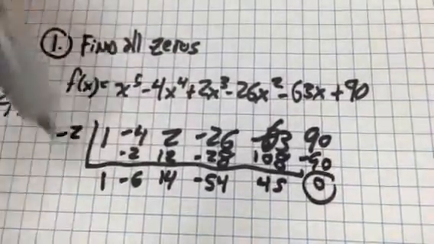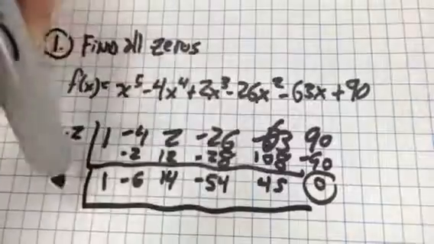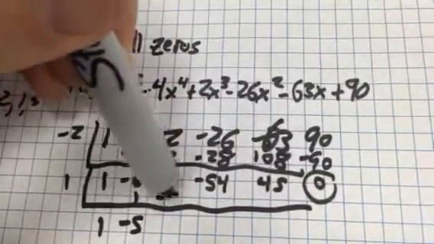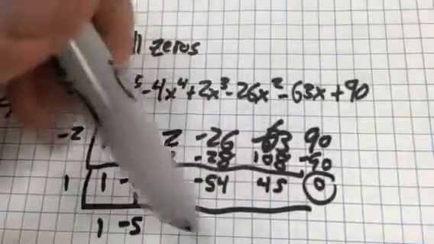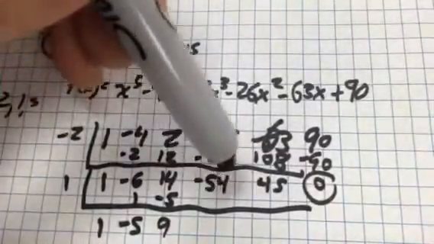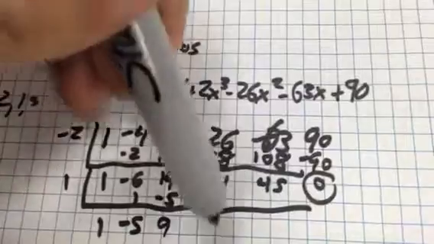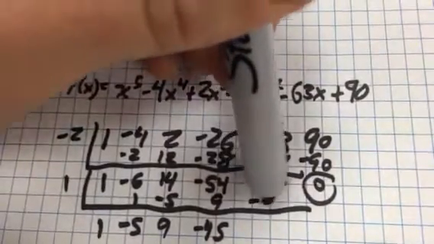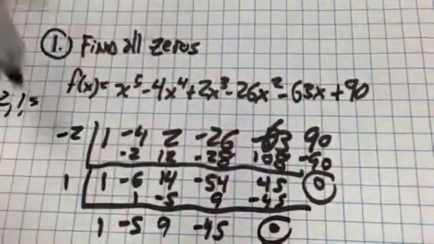I'll keep trying. Let me try that 1. Bring it down, multiply, add, multiply, add. What's that? A 9. Multiply, add, gives me a -45. That gives me a -45, 0. So 1 goes into it as well.